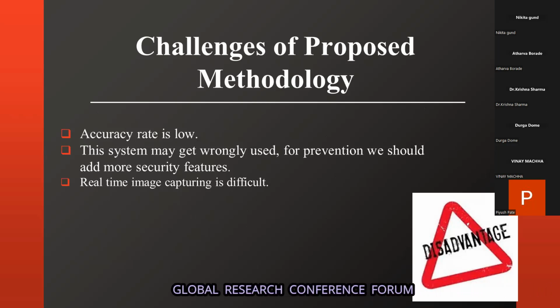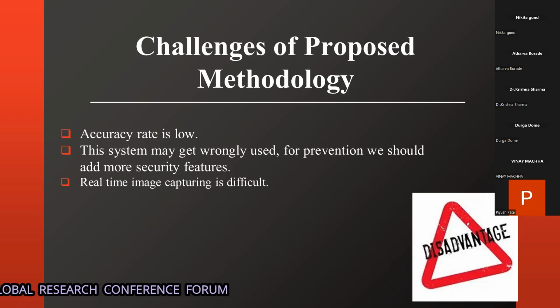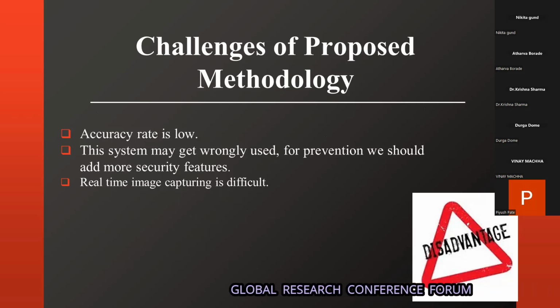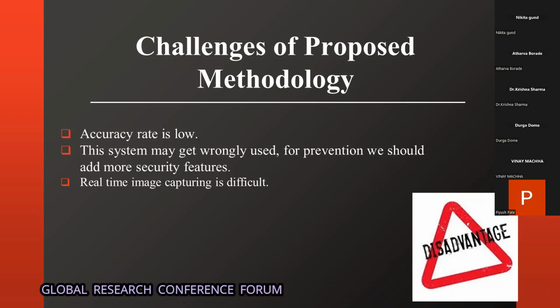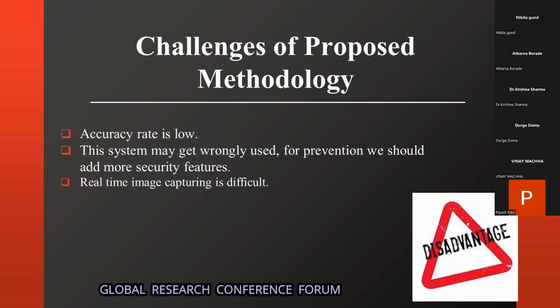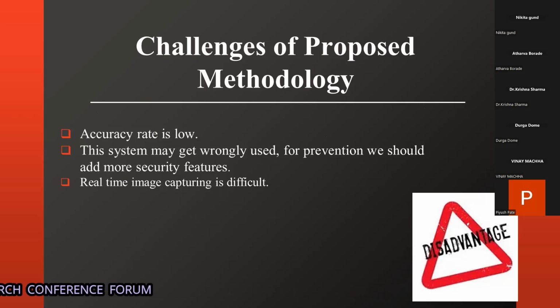So in this system, the accuracy rate was very low because we are capturing live footage. It might be blurry, and sometimes we are not able to capture the right data. So the accuracy rate is very low. The system may get wrongly used, meaning it can be used by any unauthorized person too. And real-time image capturing is difficult.